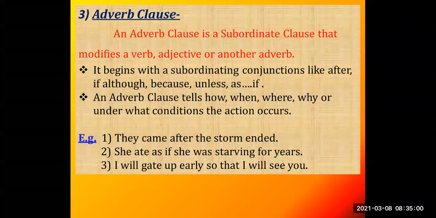Next one is the adverb clause. The definition we have seen is that an adverb clause is a subordinate clause that modifies a verb, adjective, or another adverb, and it begins with subordinating conjunctions like after, if, although, because, unless, as if. An adverb clause tells how, when, where, why, or under what condition the action occurs. Some examples we are going to discuss about adverb clause.